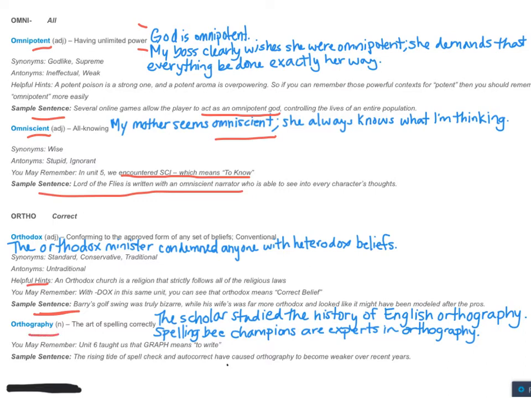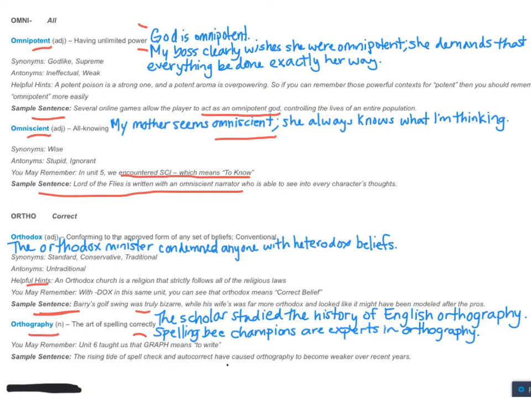Last word on this page is orthography, which is the art of spelling correctly. I'll give you a couple sentences here. The scholars studied the history of English orthography. So the history of how certain spellings came to be would be orthography. And second use, spelling bee champions are experts in orthography. So they are very good at spelling words correctly.